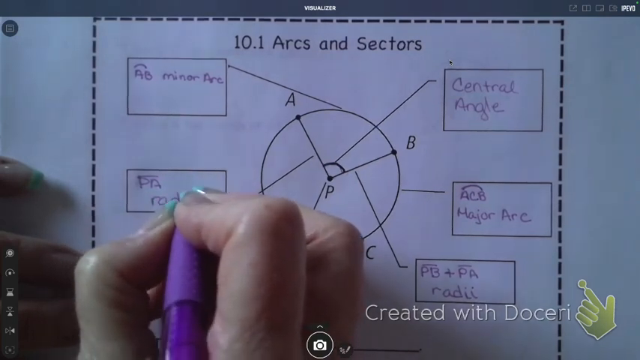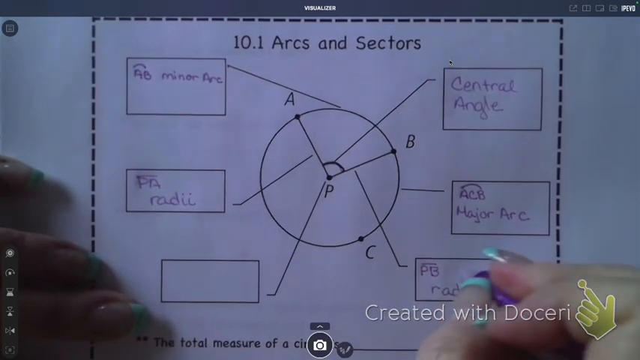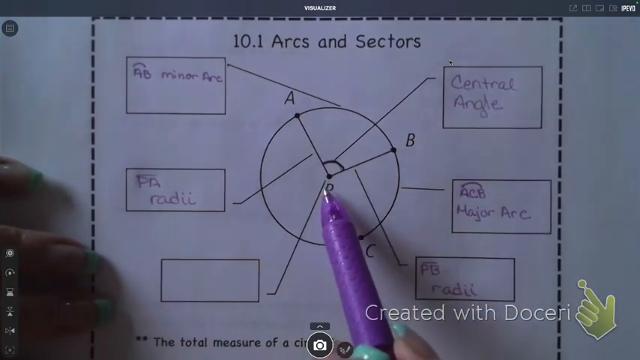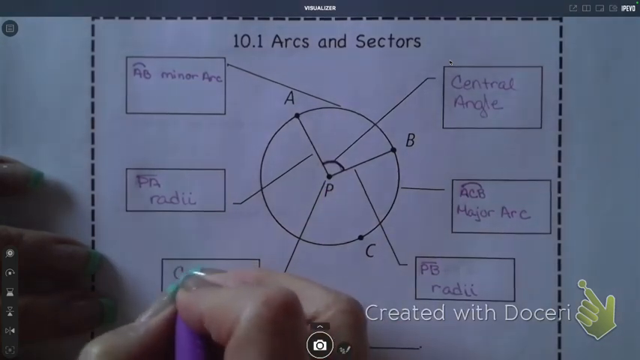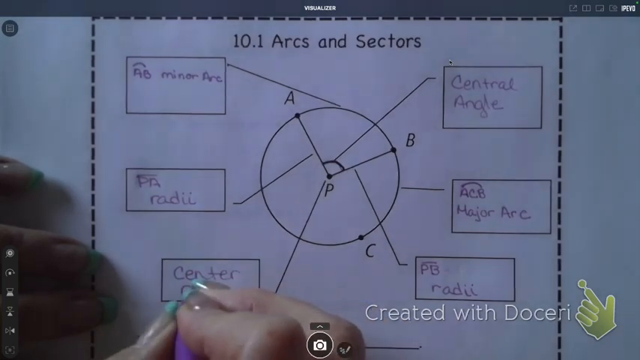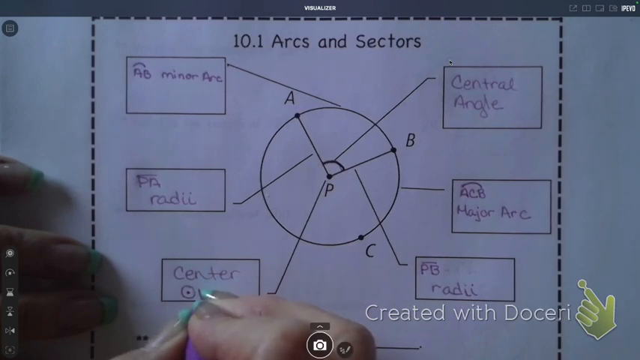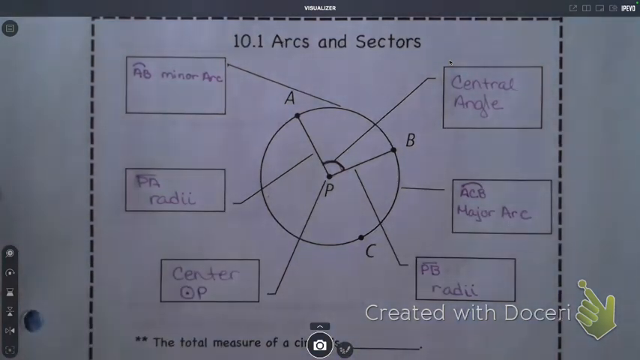Well, I didn't say it was a review. So I'll erase it off of here since I have one to both. What's P? The center. And it's of circle P. That's how we name it, right? So that is it. Those are the parts of a circle.